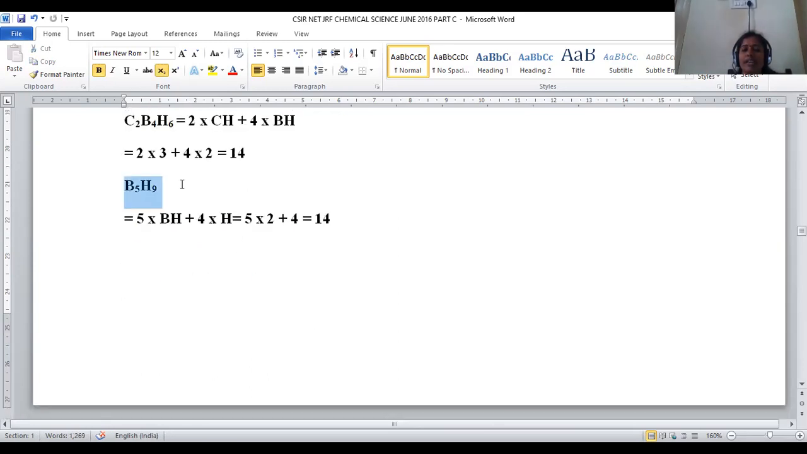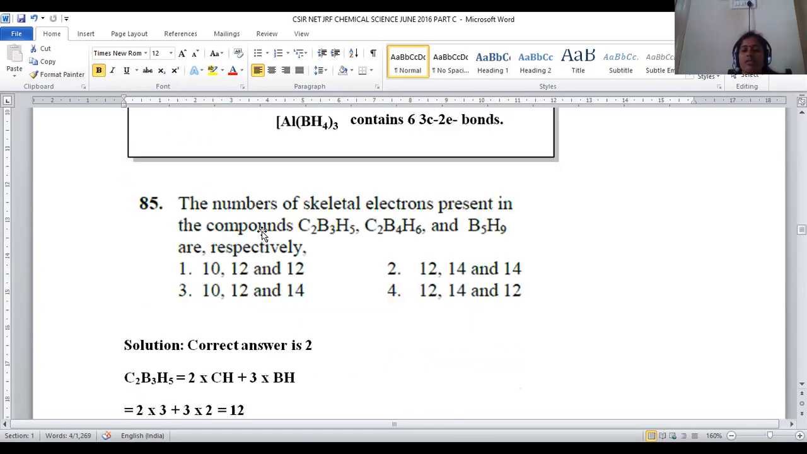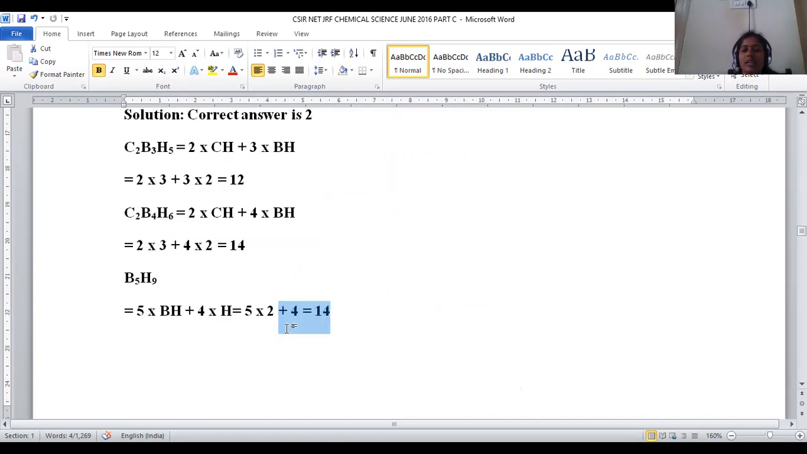Now let us go with B5H9. 5 BH units are there. After 5 BH, 4 more hydrogens will be there. They are presented in this manner, 5 into BH plus 4 into H. Each BH contributes 2, right? Hydrogen contributes only 1 electron. So 5 into 2 plus 4, so 10 plus 4, it will be 14. So skeletal electrons of B5H9 will be 14. So for compound number 1, 12, compound number 2, 14, compound number 3, 14. 12, 14, 14 is given in option number 2. For question number 85, option number 2 is the correct answer.